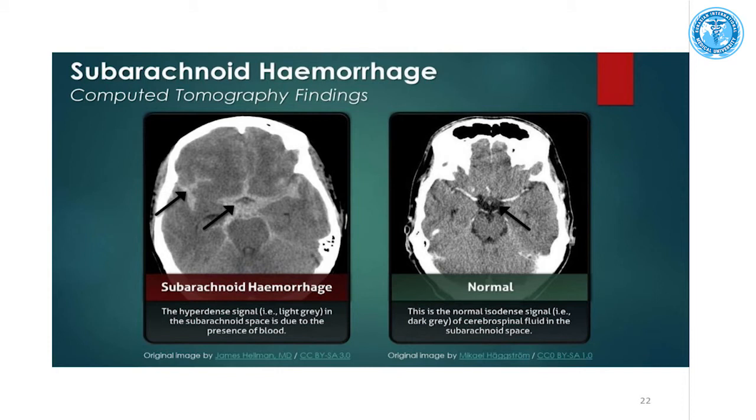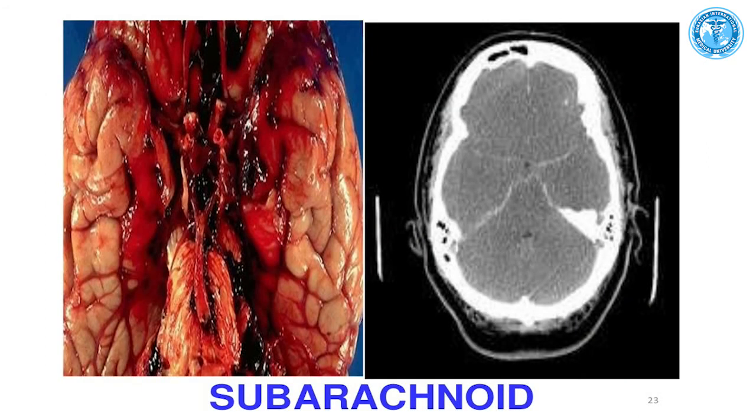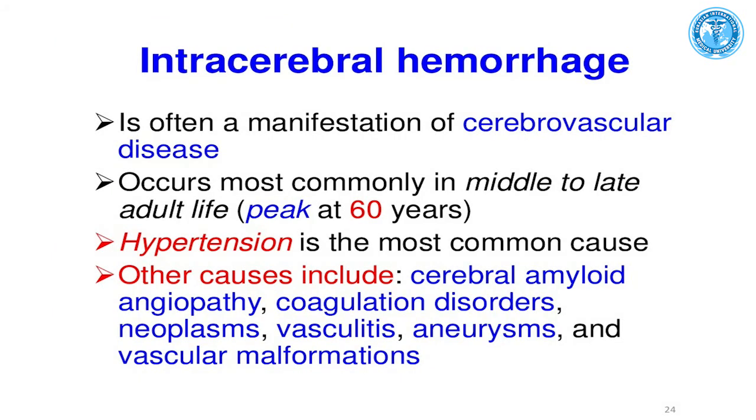You see in this slide subarachnoid hemorrhage, computer tomography findings. The hyperdense signal in the subarachnoid space is due to the presence of blood. And next one, this is a normal dense signal of cerebrospinal fluid in the subarachnoid space. Also subarachnoid. Intracerebral hemorrhage.